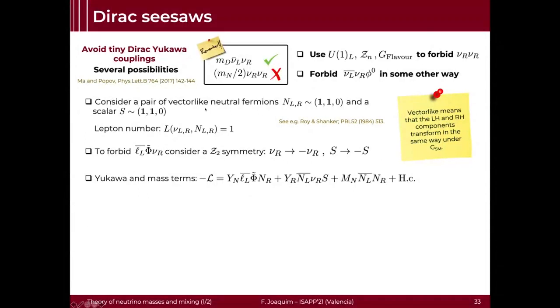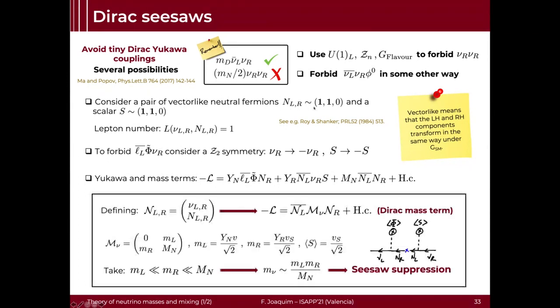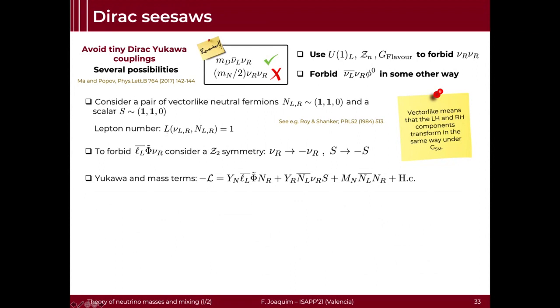You can consider a pair of vector-like neutral fermions. By vector-like, I mean that the left-handed and right-handed components transform in the same way under the standard model gauge symmetry. So this is not the case for the other fermions in the standard model. So this transforms as a vector-like pair. And I will also add a singlet scalar with hypercharge 0. So the lepton number of the ν_L's, ν_R, and N_L and N_R is equal to 1.